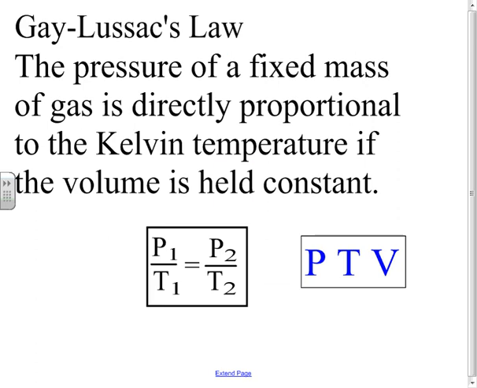Gay-Lussac's law says the pressure of a fixed mass of gas, so again, N is constant and volume is going to be constant. And so these are not going to show up. And what Gay-Lussac's law says, when volume is constant, the pressure and temperature vary directly with each other. So P1 over T1 equals P2 over T2.